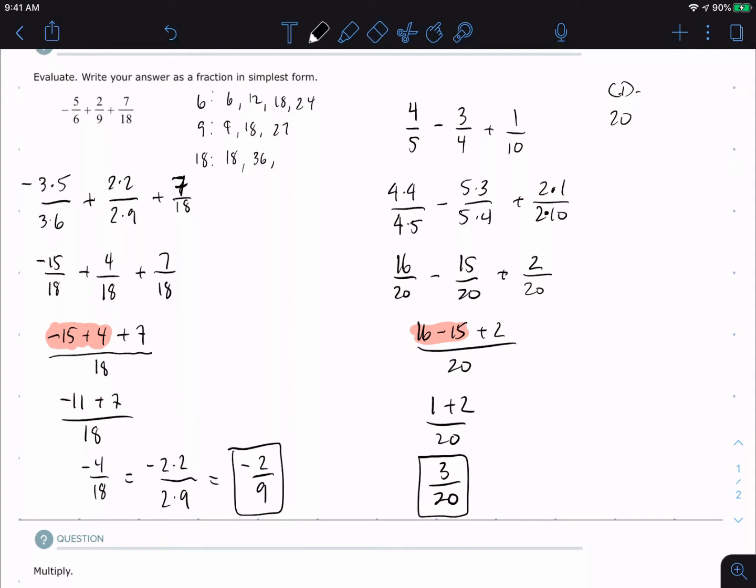All right. But that's the process that you're going to do. The big thing is finding what the common denominator is, right? Like we did here. Once you find the common denominator, how do you make each one of the fractions have that same denominator? And then that'll help you solve the problem.